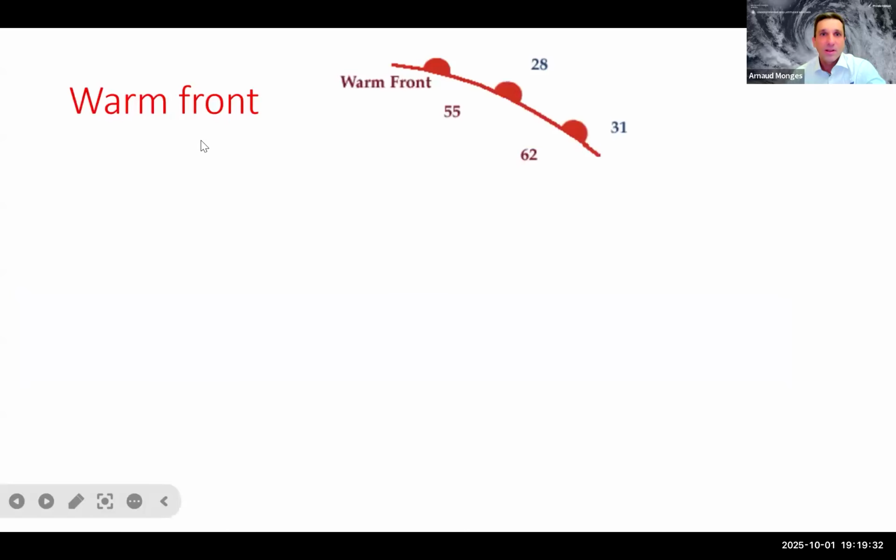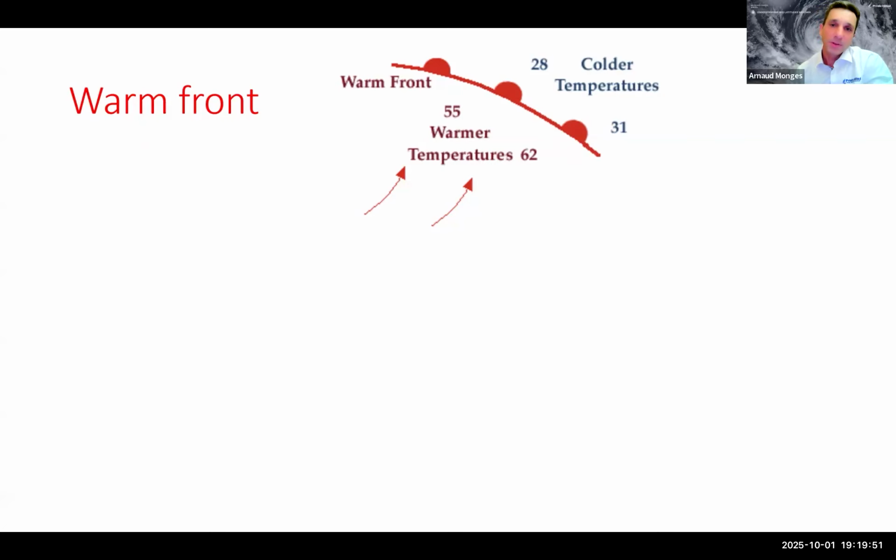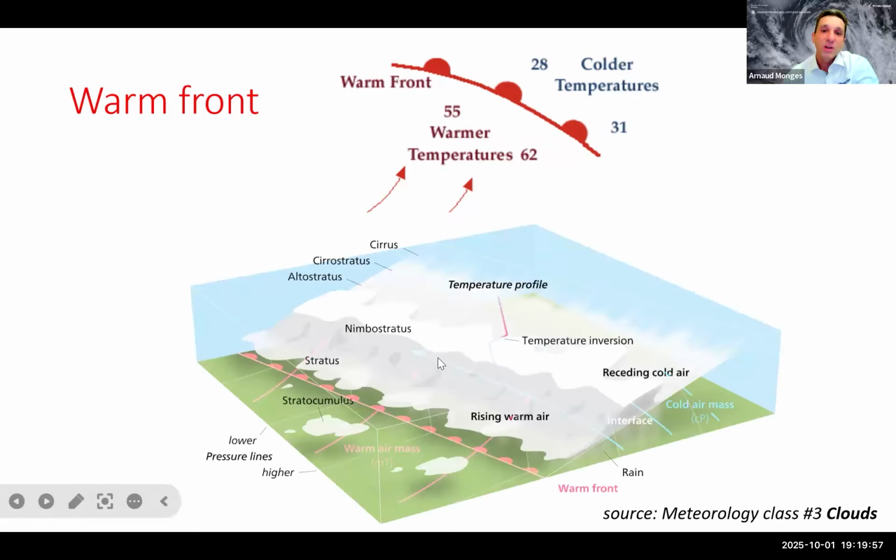If we jump now into the warm fronts, here again, the half circle shows me the direction of the front. So I'm going to the northeast. I know that I have warm temperature on the left and cold temperature on the right. And once again, there are very typical clouds and weather conditions associated with a warm front. And this is what it looks like.